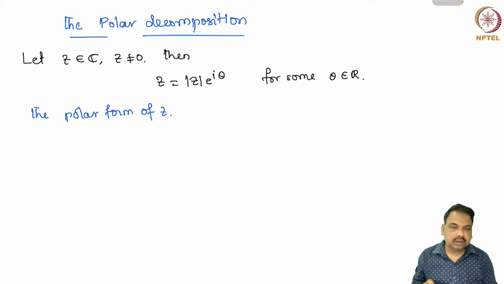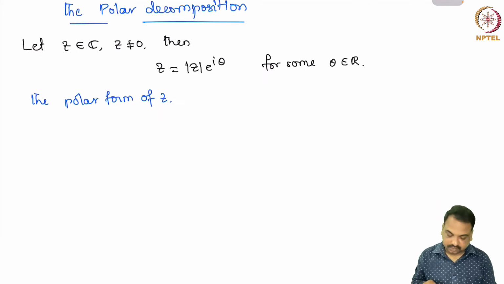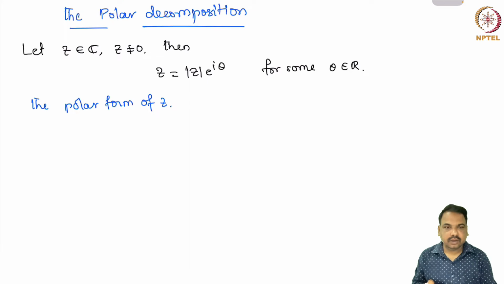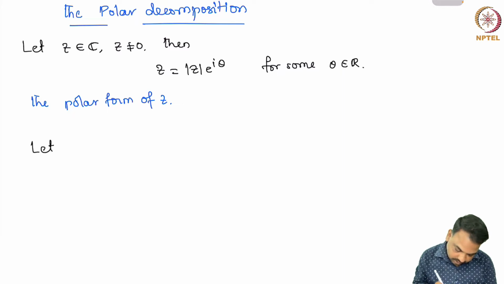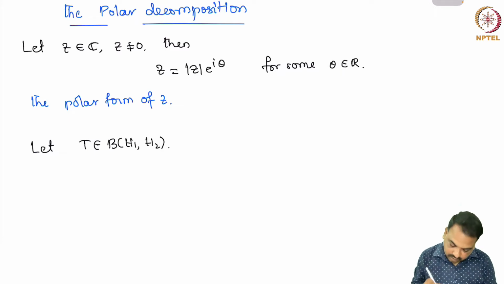Now we can ask the question: can we write down the polar form of a bounded linear operator defined on a Hilbert space? In this class we are going to discuss such a result. Before discussing that, let us look at some important information. Let us start with a bounded operator T from H1 into H2.